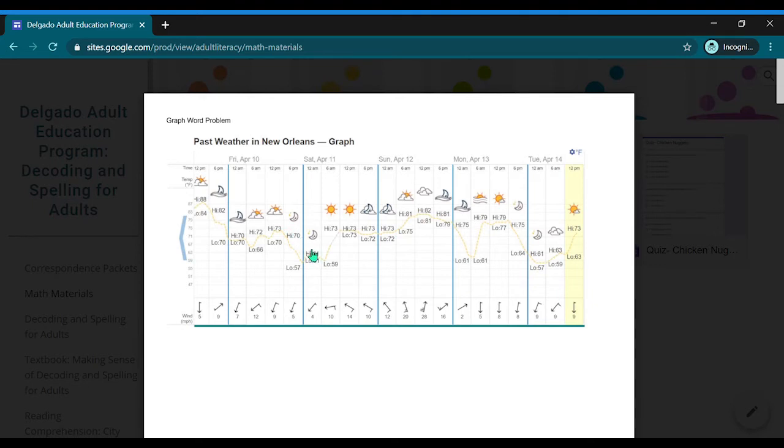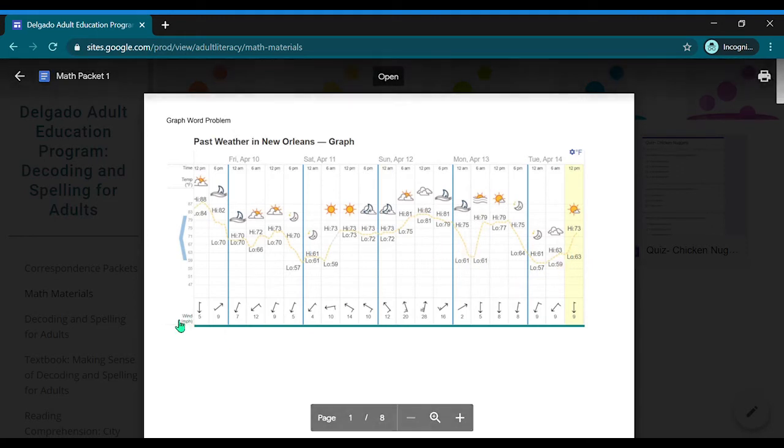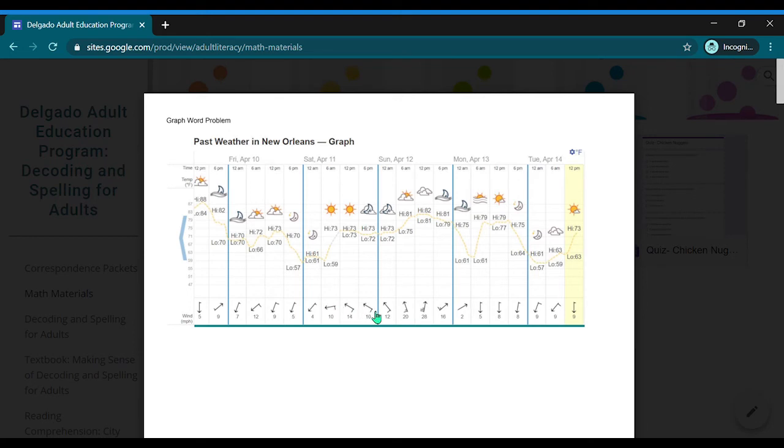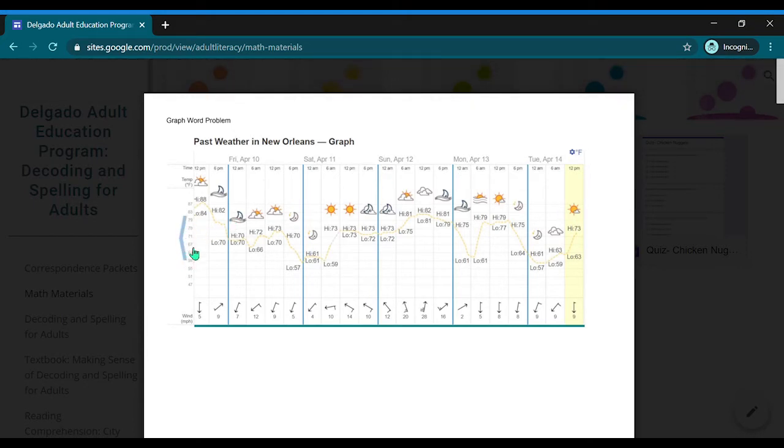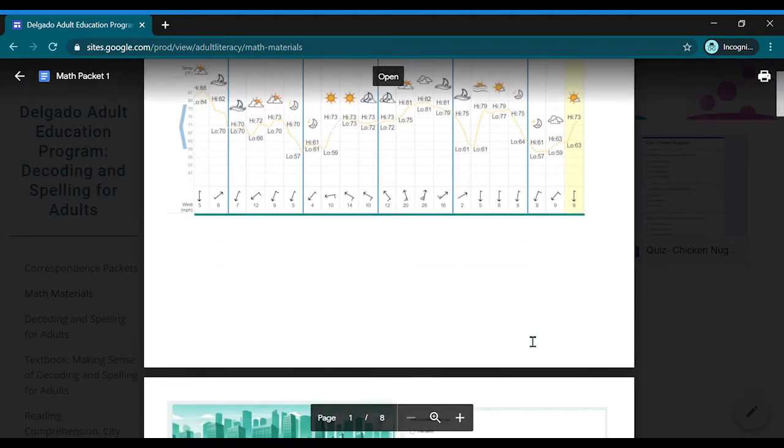You also have this line, this graph, to kind of help you see hot to cold. And then down at the bottom, we have the wind and the direction of the wind. This would be like the speed of the wind at these different times during the different days. And then over here, you can see this is kind of the average that our temperatures are falling in right now. I would have to say, I would agree, the weather here has been gorgeous.